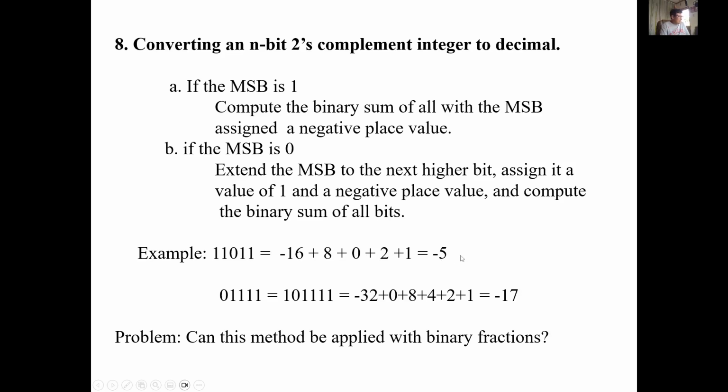On the other hand, if you have the value 01111, the most significant bit is 0. That's important in a 2's complement form. Even if it's 0, because it's in 2's complement form, we will extend a 1 to the most significant bit. This time, assign it a negative value. So this is a negative 32 followed by a 0, which has the place value of 16, plus 8 plus 4 plus 2 plus 1. So in this case, the actual equivalent of the 2's complement form is negative 17.